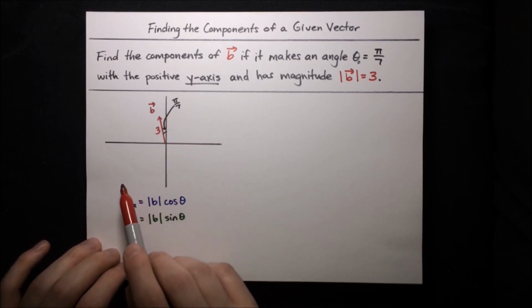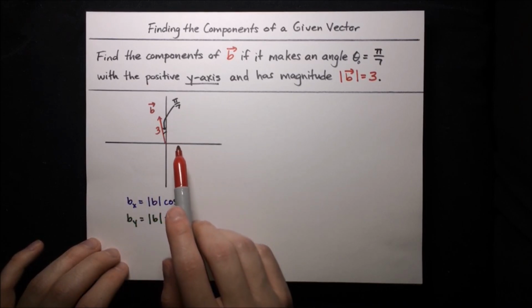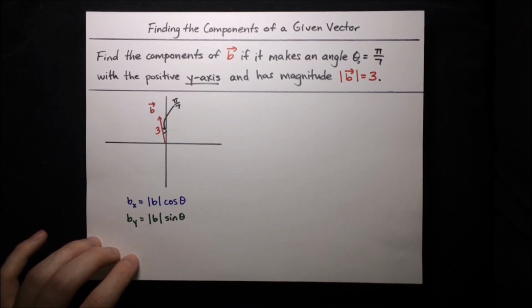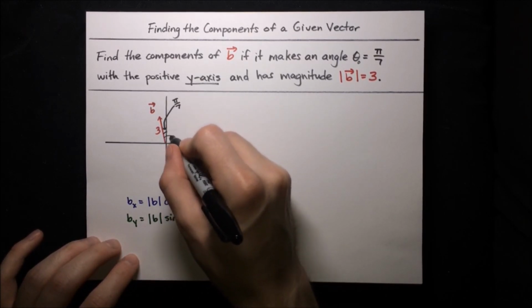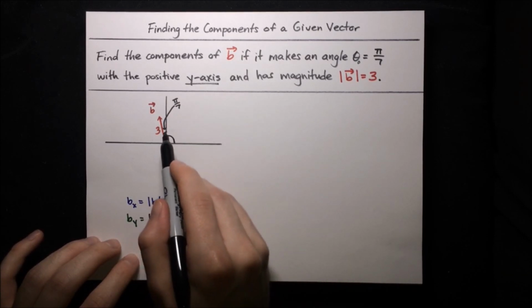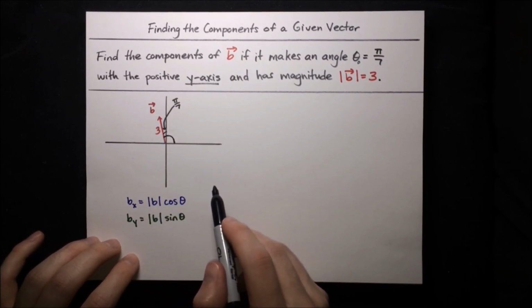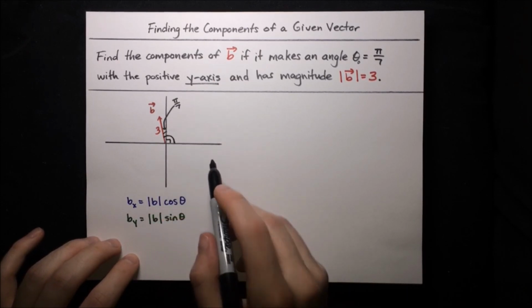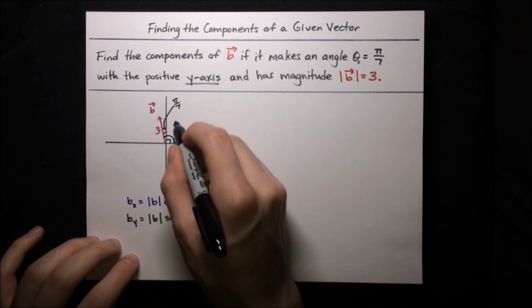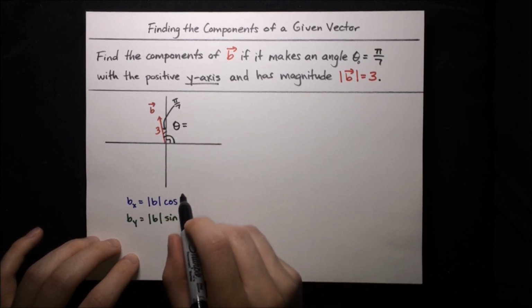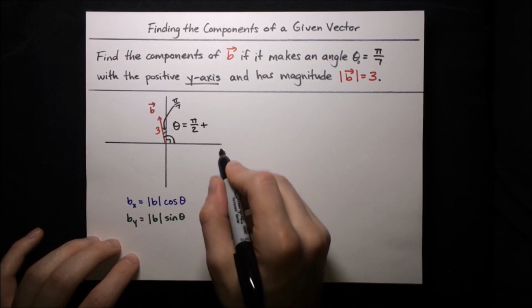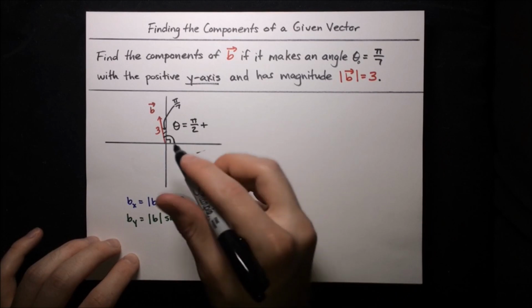But in order to use our formulas here, we still need to find the angle it makes with the positive x-axis. All right, so how should we do that? We want to find what is this full angle here, and we only have that part of the angle. But we know that this here is a right angle, so we can just add to find that. So this full angle theta is just going to be a right angle, pi over 2, plus the bit of angle we're given here, pi over 7.